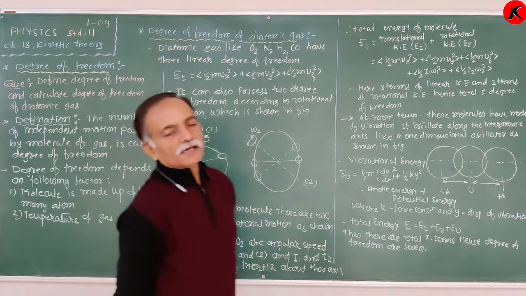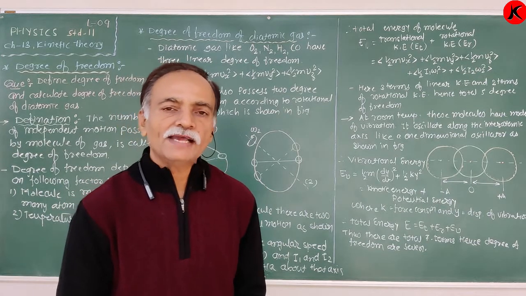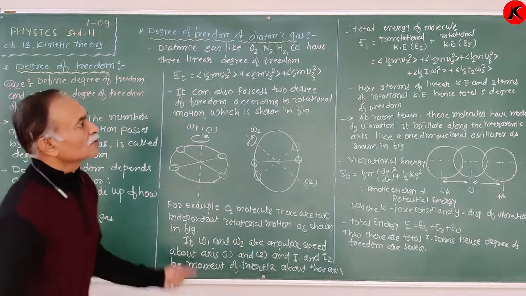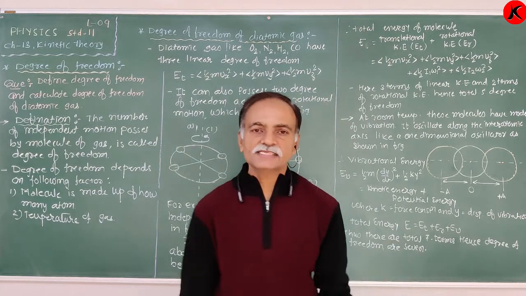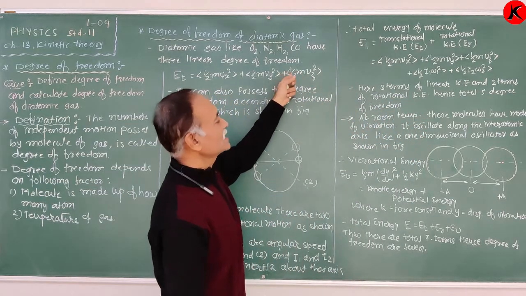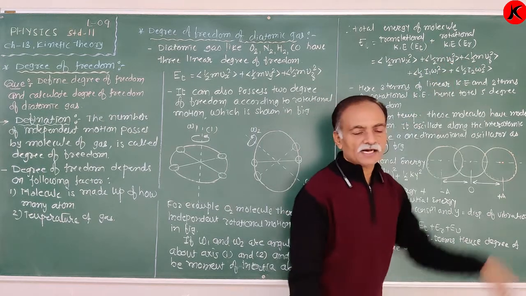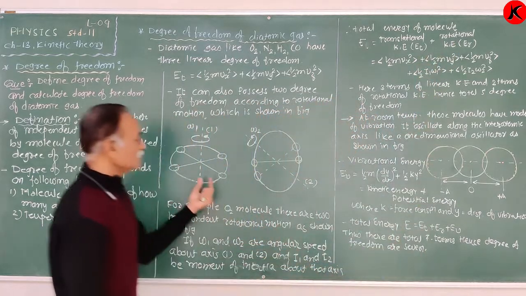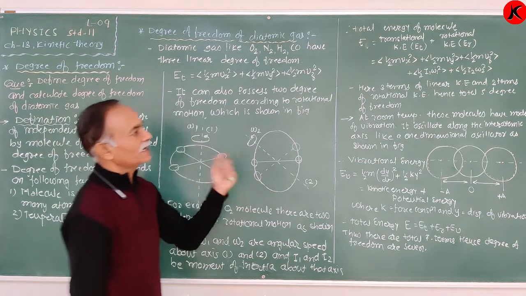Therefore, the rotational kinetic energy is half I omega square. Already we learned this in rotational motion. Therefore, the total energy of the molecule E is equal to translational kinetic energy plus rotational kinetic energy. Translational kinetic energy is half m vx square plus average half m vy square plus average half m vz square, plus 2 terms of the rotational kinetic energy about axis 1 and 2.